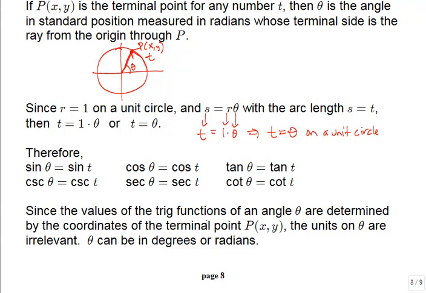Since the values of the trig functions of an angle theta are determined by the coordinates of our terminal point, the units on theta are irrelevant. So this theta could be in degrees or it could be in radians, and you'll see questions where it goes back and forth. So be able to handle finding trig values when the angle theta is in degrees or in radians. Be able to go back and forth.